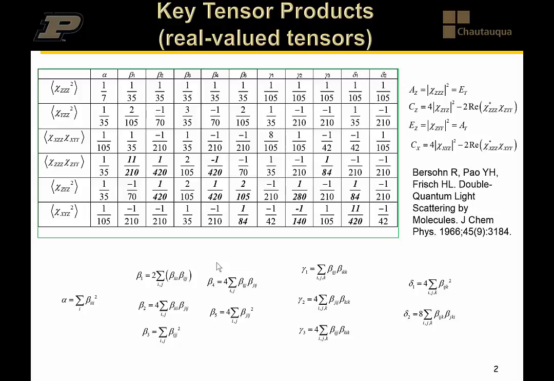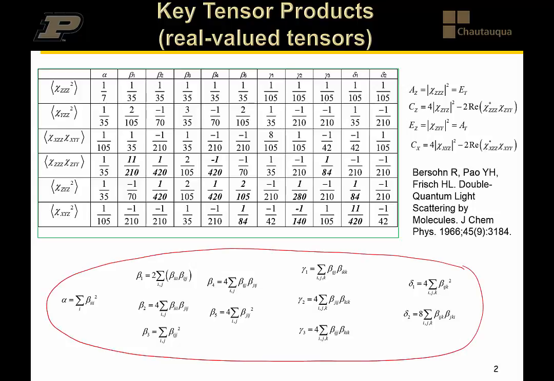And it's a bit of a pain because if you've got 27 non-zero tensor elements, you have 729 combinations of tensor elements, and those are all given by these terms down here on the bottom. These are the combinations of beta 2 tensor elements, all the different ways you can mix and match different beta 2 tensor elements to make things that connect back to hyper-Rayleigh scattering. And there's a mess of them.